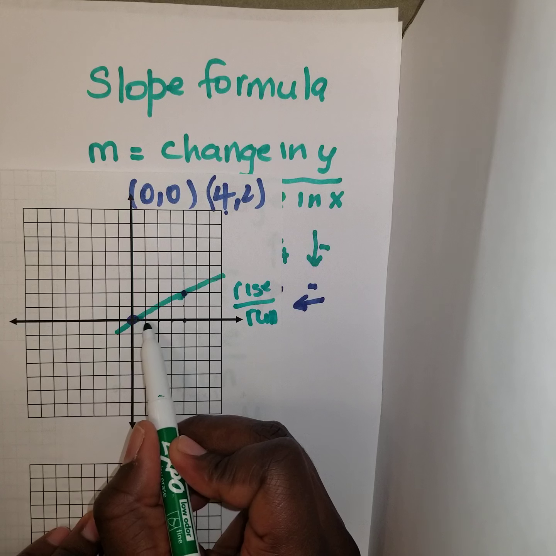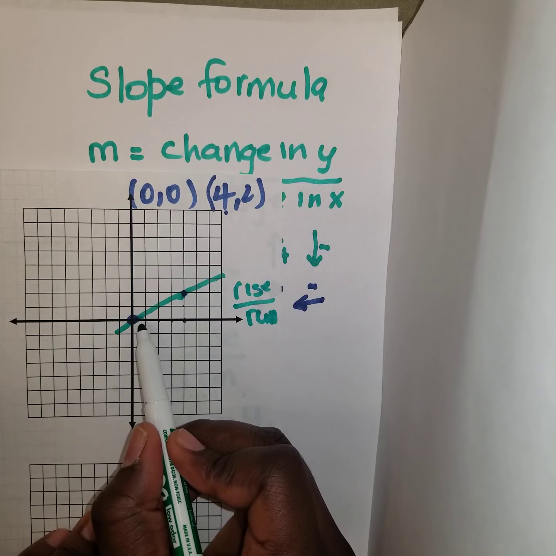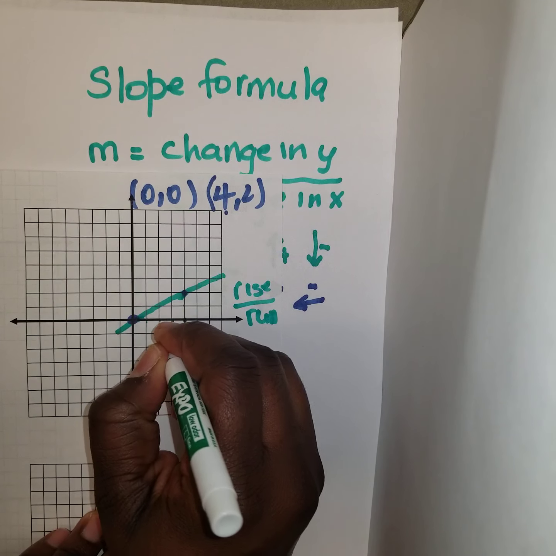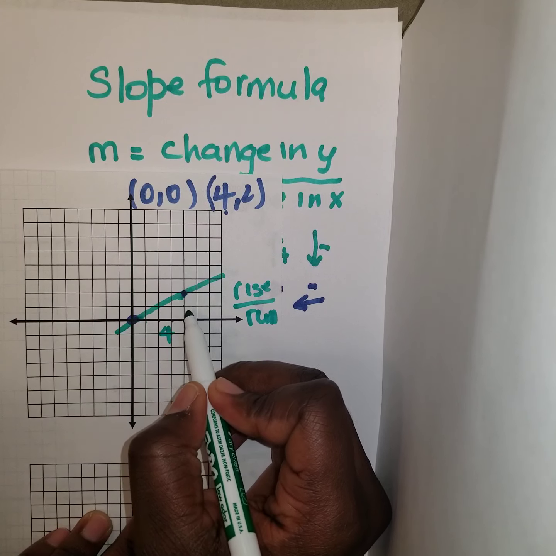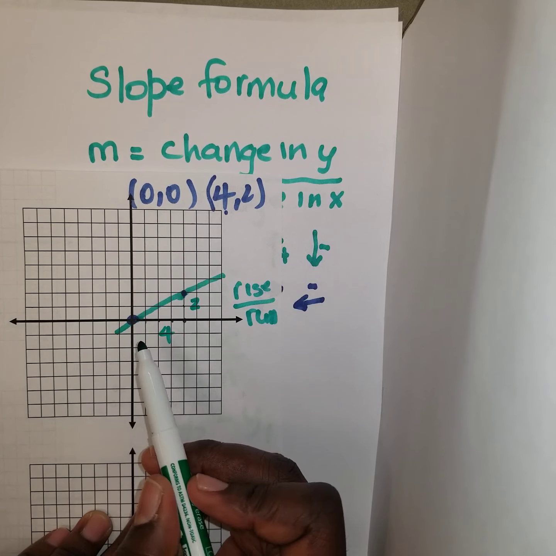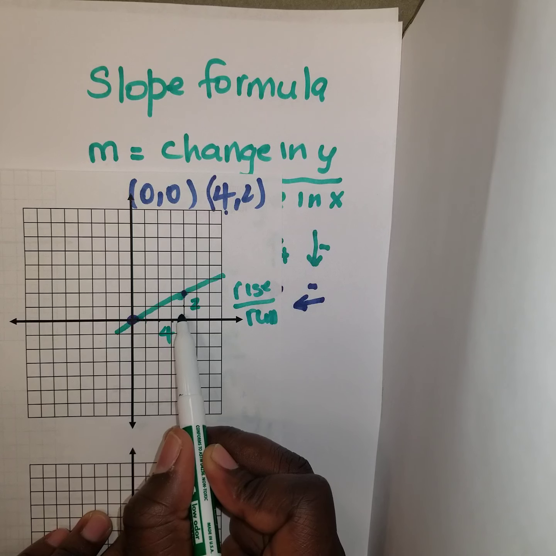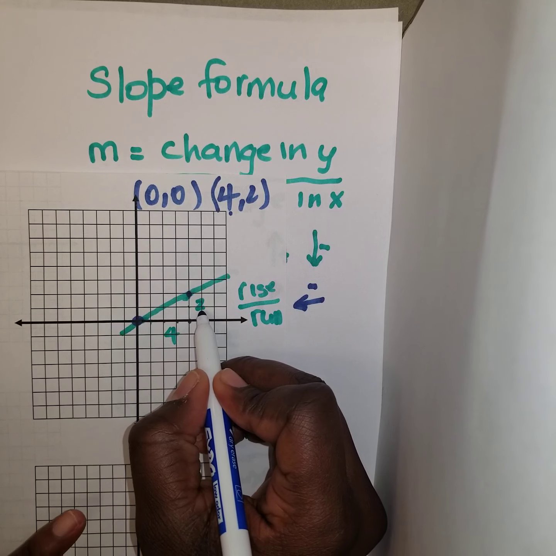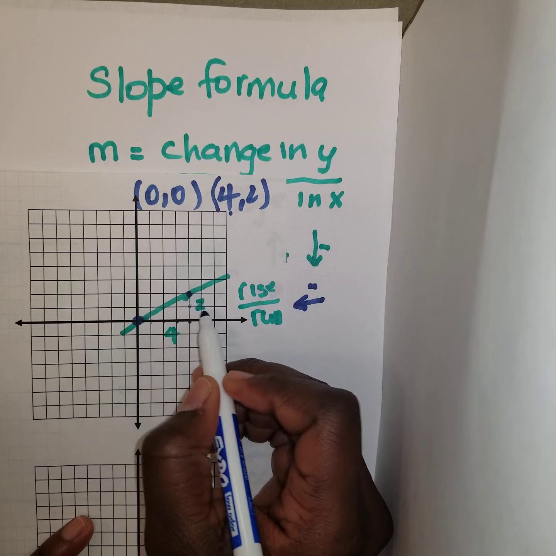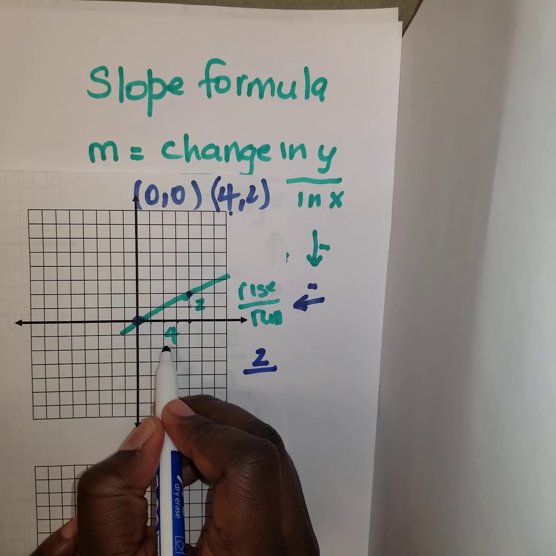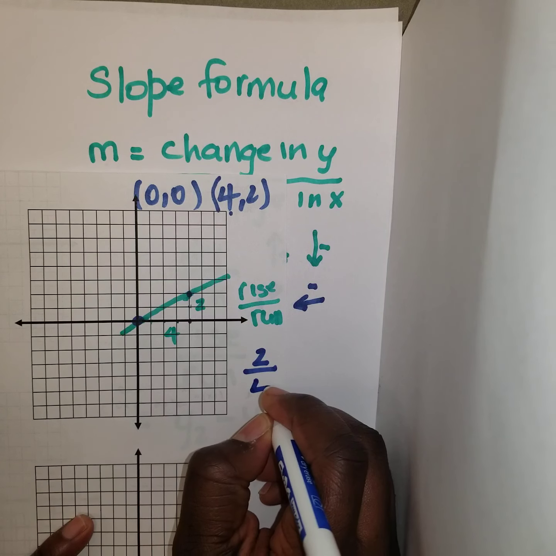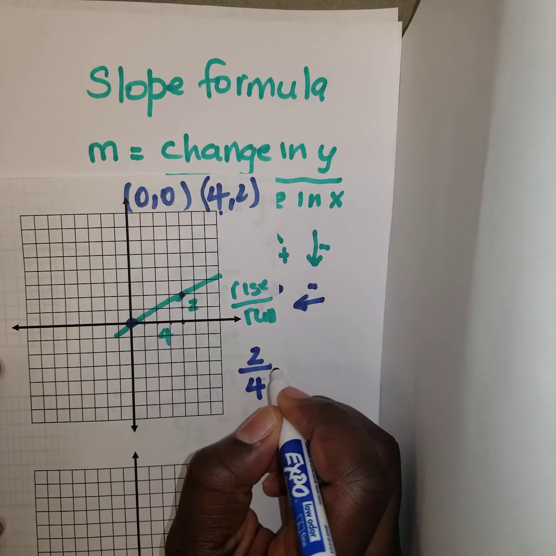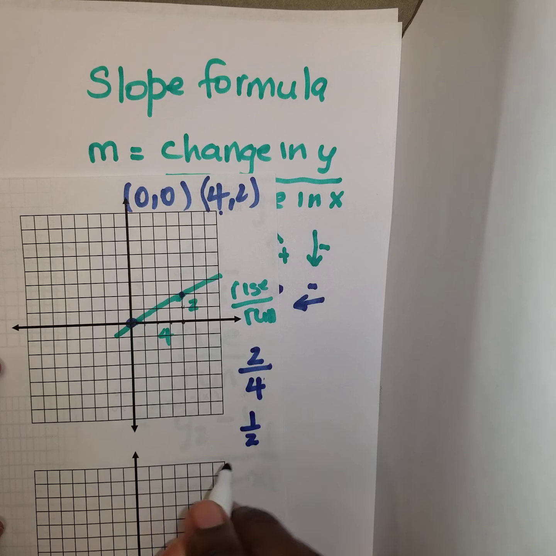So let's see how many units we move to the right and how many we move upwards. To the right, I'm going to be moving from 0, 1, 2, 3, 4. So right here is 4. And upwards, I'm going to be moving 1, 2. That is if I choose to draw my triangle below the line, right? And I know that my rise is 2, because that's a vertical one. So my rise is 2, and my run is 4. So for my answer, I got 2 over 4, which is equivalent to a half.